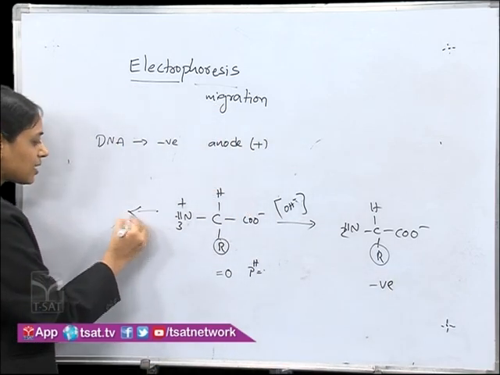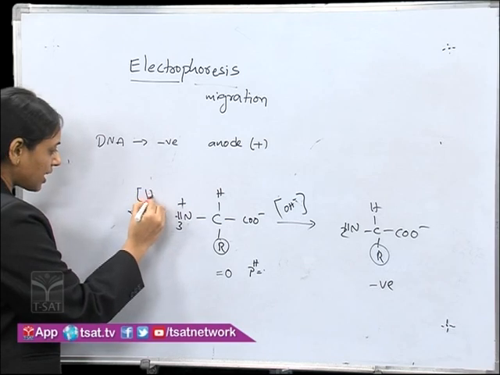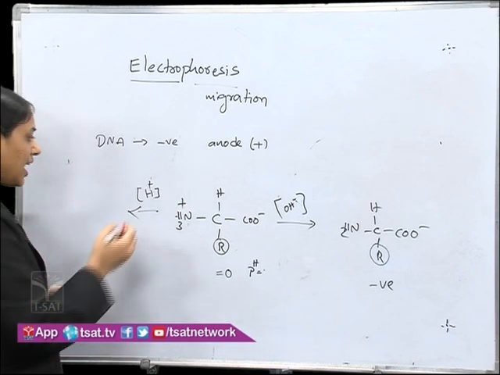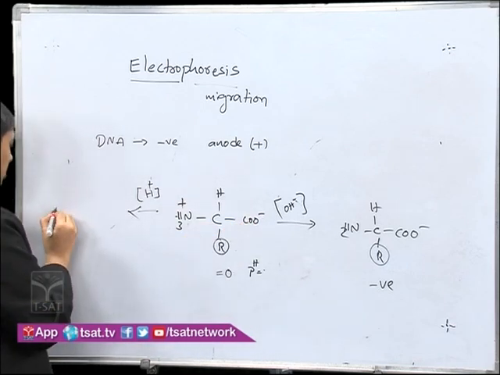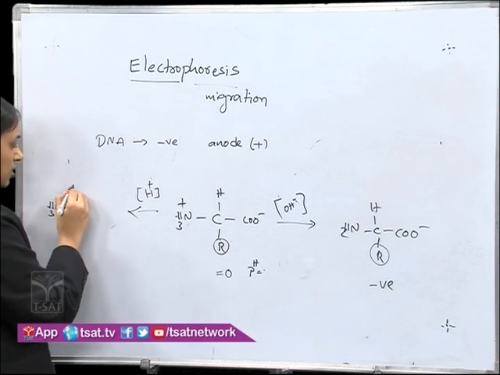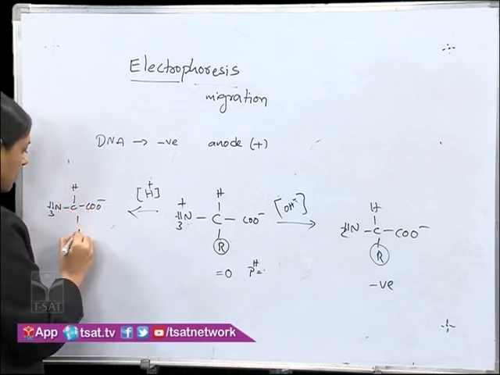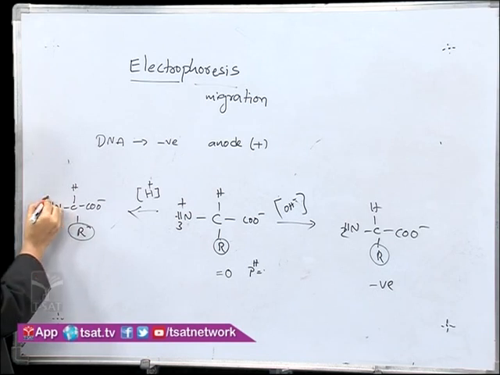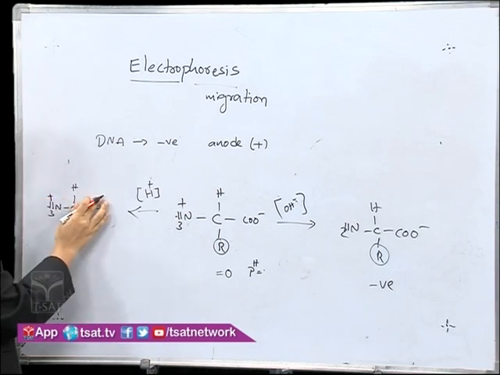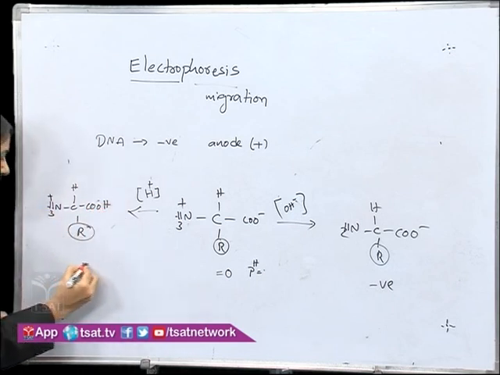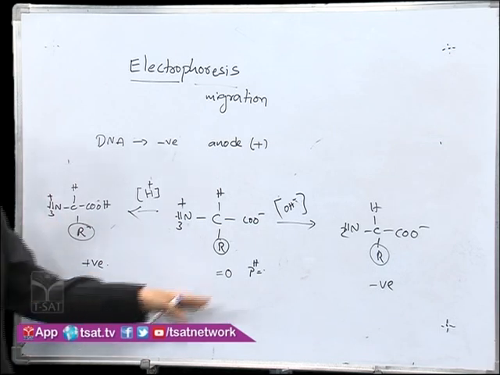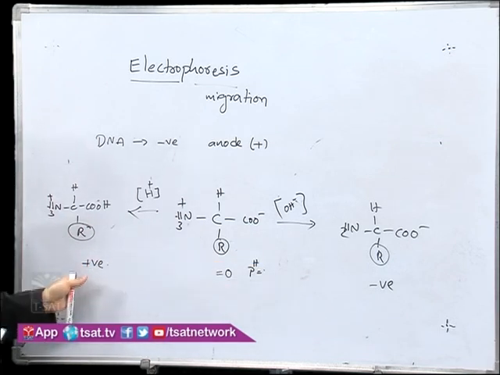And if I decrease the pH, at acidic pH the proton concentration would be high, and these protons go and bind with the negative charges. Here it binds with the COO minus group. So what is the charge here? Positive, right? Depending on the charge these carry, they move towards either the anode or the cathode.